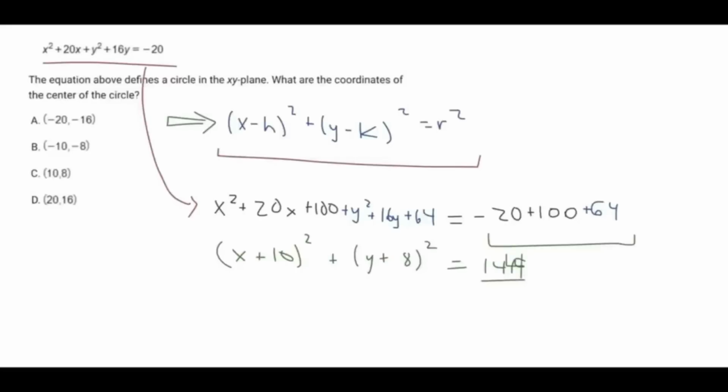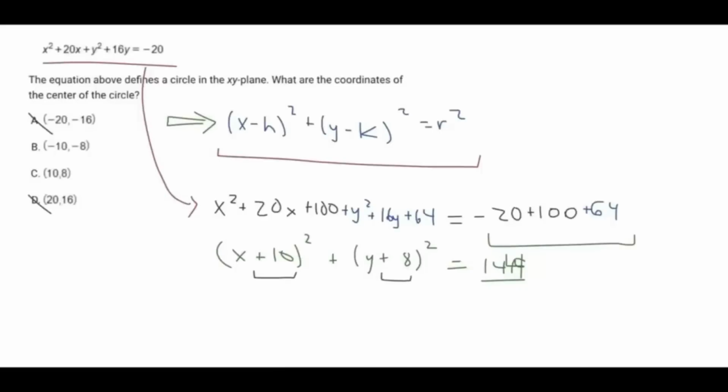So now we can actually find the value. We know that it can't be any of these. It can't be 20 and 16, right? So is it positive or negative? Well, in our actual equation, it's positive 10 and positive 8. Does that mean those are the coordinates of the center of the circle?